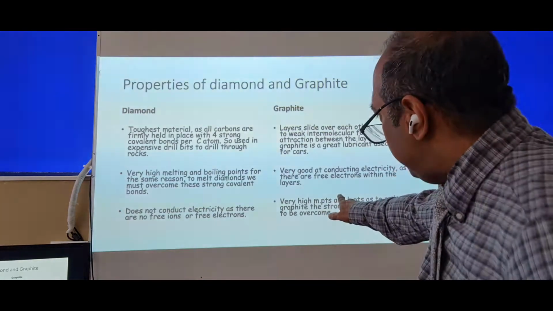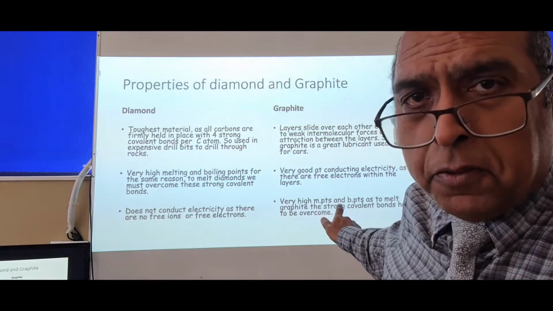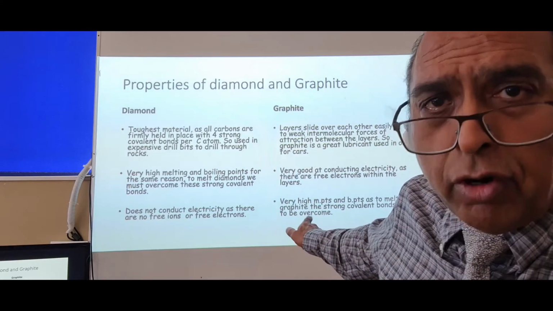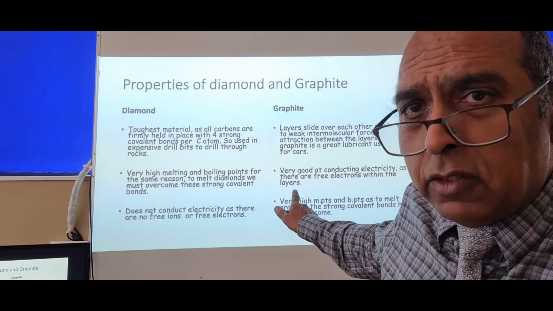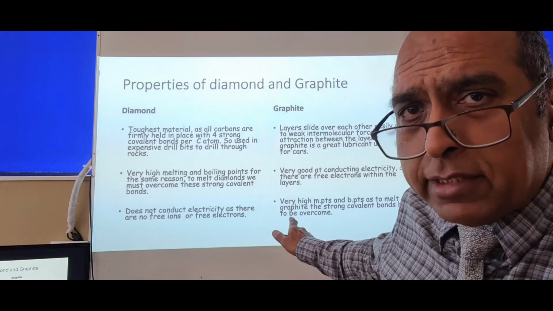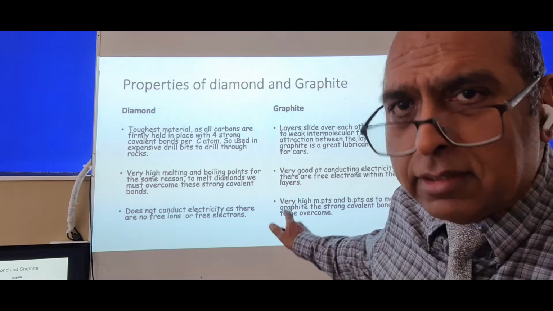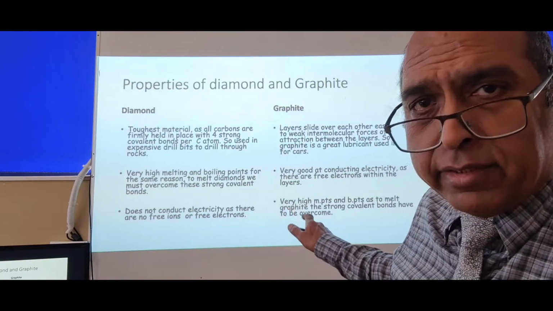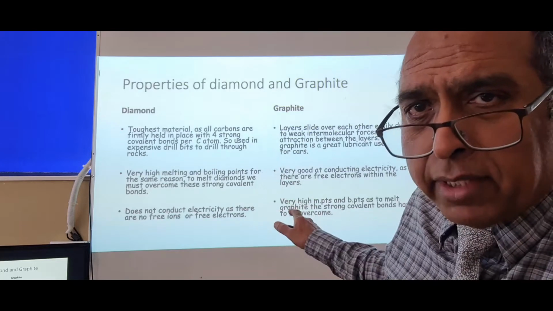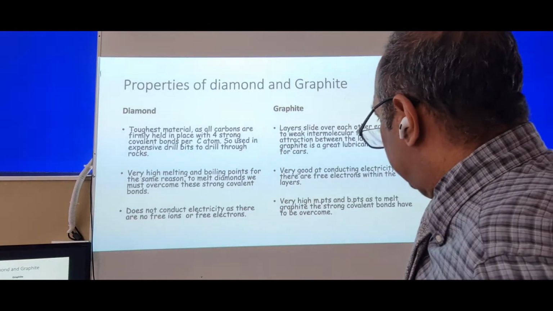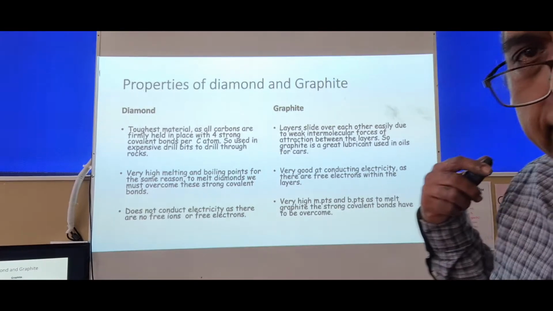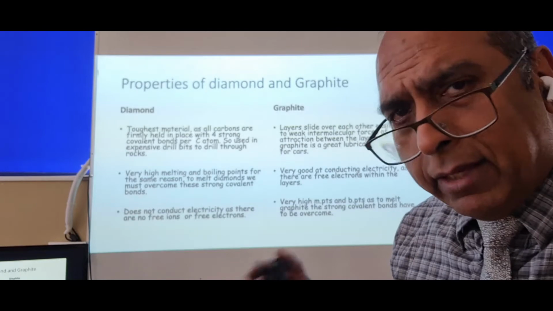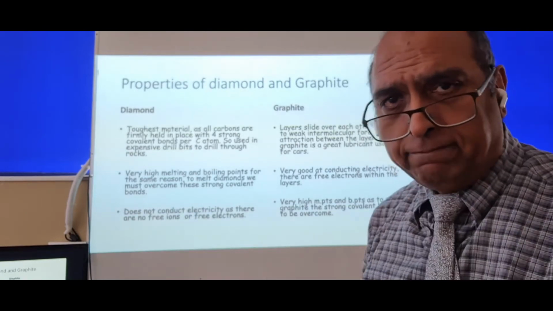Graphite has high melting and boiling points because in order to get it to melt, you've still got to break the 3 strong covalent bonds within the layers. The layers have to be separated, and only then will graphite melt. Again, that takes a huge amount of temperature, about 4,000 degrees even for graphite, just like diamond, because you're having to break those strong covalent bonds. Okay, so those properties, you should be able to relate back to the structures.